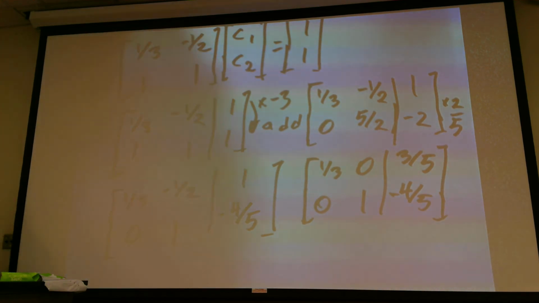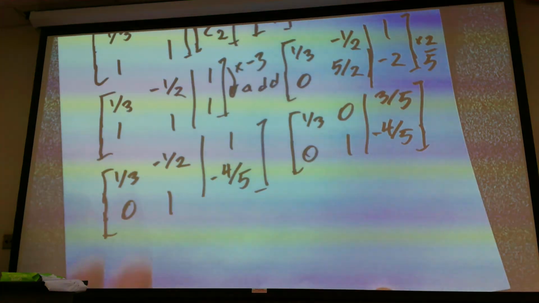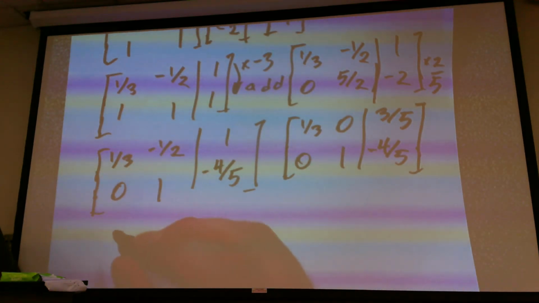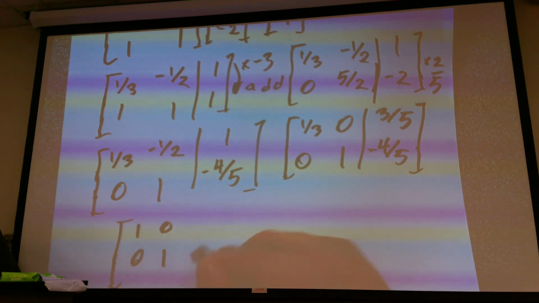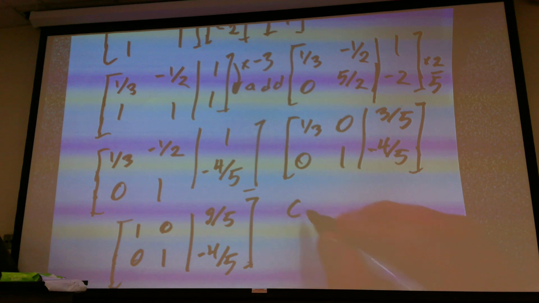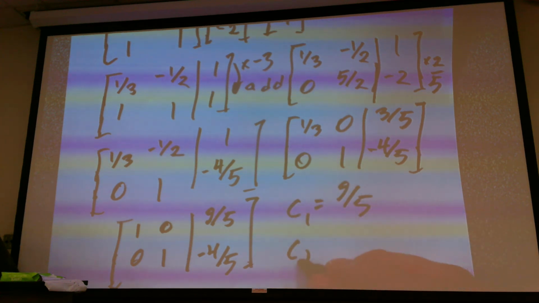Okay. And we're still not all the way there yet. Let's multiply this guy by 3. And so we're going to get 1, 0, 0, 1, augmented, 9 over 5, negative 4 over 5. And so C1 equals 9 divided by 5, and C2 is going to equal negative 4 divided by 5.